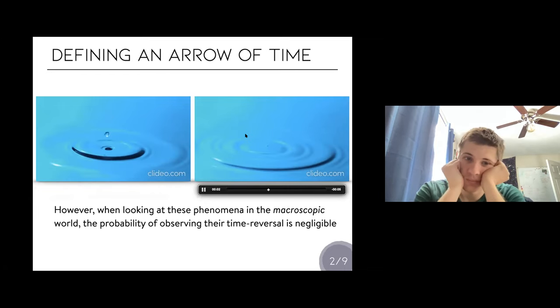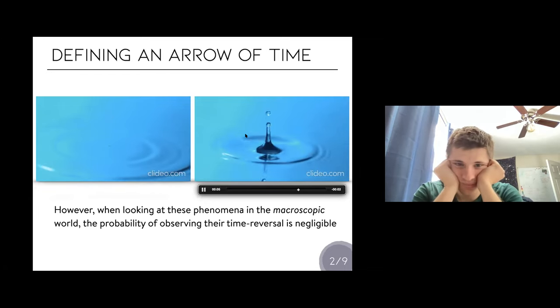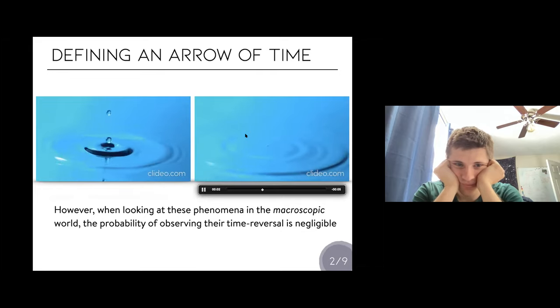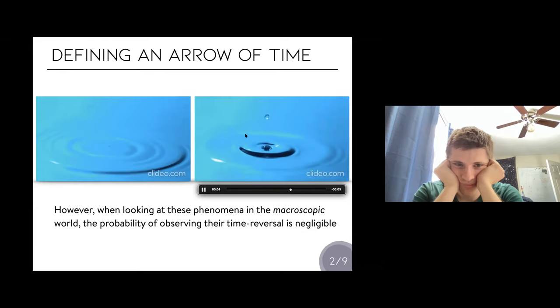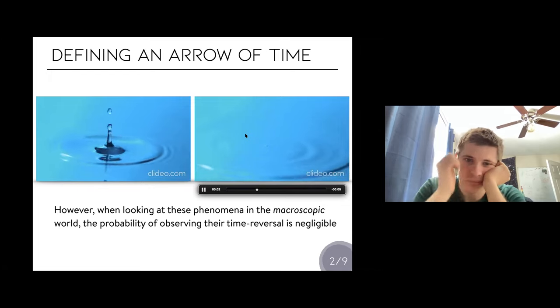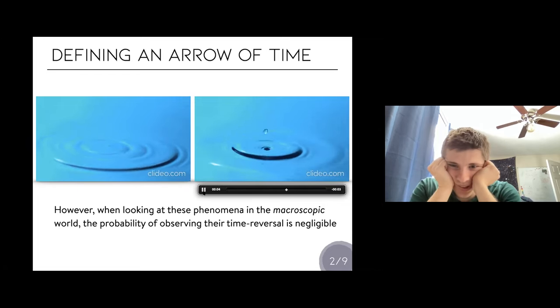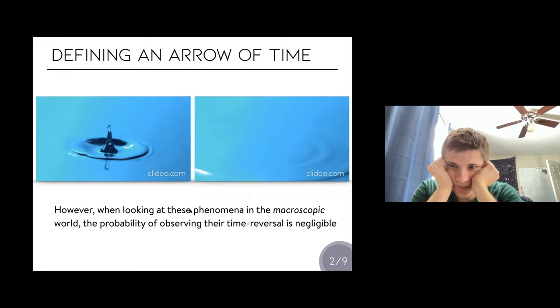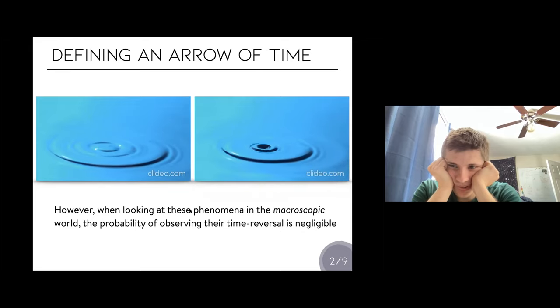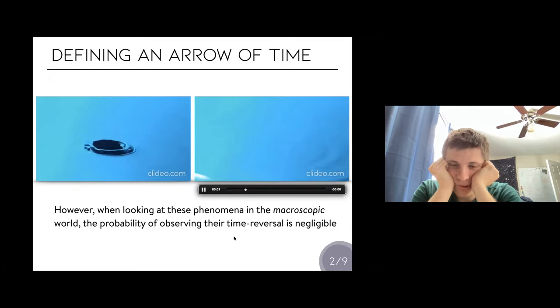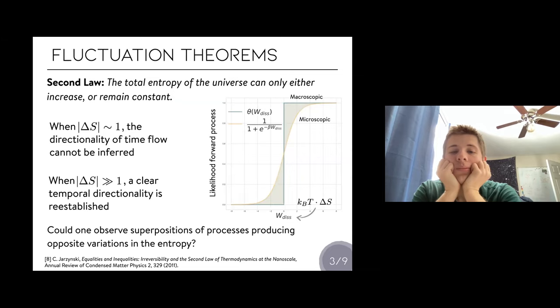So in general, in the macroscopic world, whenever phenomena occur that are non-time symmetric, they produce such a high amount of entropy that observing the time reversal of that phenomenon is basically, for all practical purposes, impossible. And so in the macroscopic world, to observe this phenomenon would be basically impossible. Now, this is not the case instead for the microscopic world.